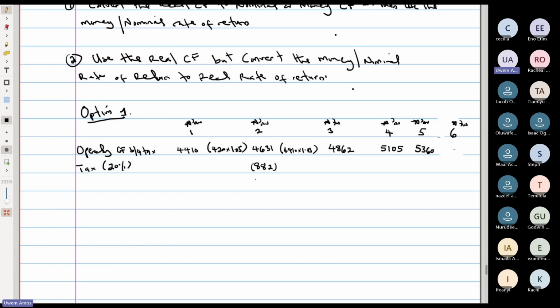Okay. So what is 0.2 of 4631? 926.2. I don't want to work with decimal places, so I'm just rounding it up to 926. Payable 1 year in arrears. So it's payable in this year.